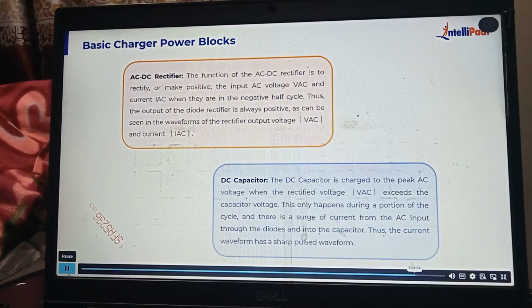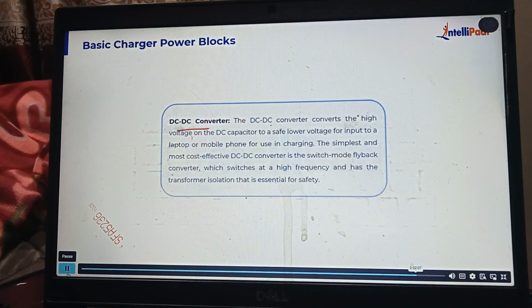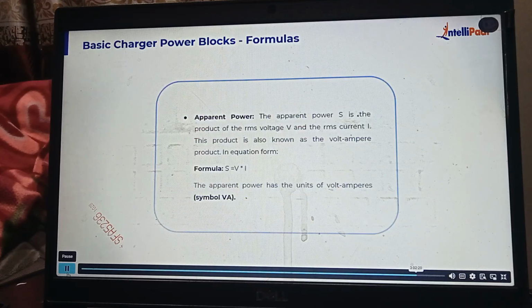So we have a basic charger power flow block diagram, AC DC rectifier. The function of the AC DC rectifier is to rectify the input AC, making the negative half cycle positive, as at the output of the diode rectifier. This is the simple operation which I described a few minutes back. And then we have a DC capacitor charged to the peak voltage when the rectifier voltage is below the DC voltage, and the diode comes into conduction. And then we have the DC converter which converts the high voltage on the DC capacitor to a lower voltage, like 12 volt, or a 3.5 volt mobile battery.